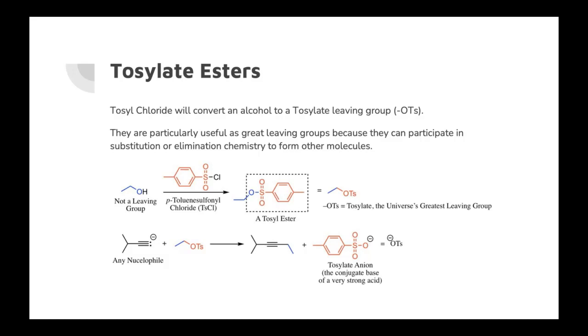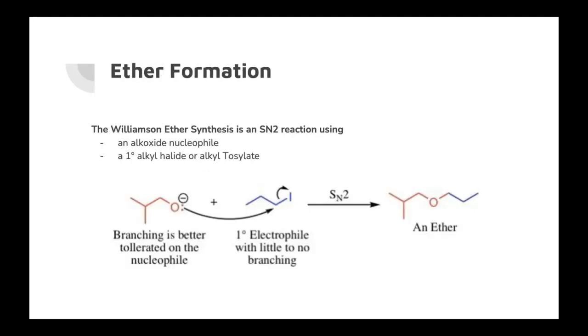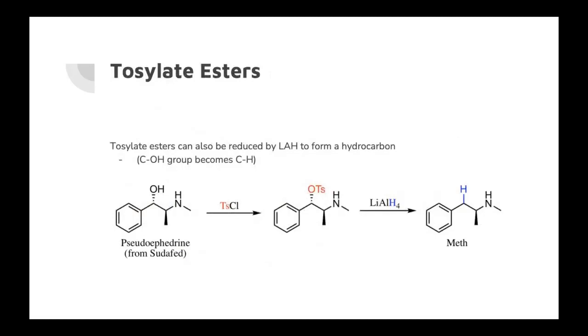So you can react this with a bromine, you can react it with just more carbons if you wanted to add it, you can create amines. There are a long list of reactions that you can do when you can conduct SN2 chemistry with tosylates. One thing that tosylate esters can also do is be reduced by LAH to form a hydrocarbon. So if you have an alcohol on a molecule, it's not possible to just remove that alcohol unless you're creating a double bond. But if you convert it to a tosylate ester, you can then reduce it and have that tosylate ester leave.